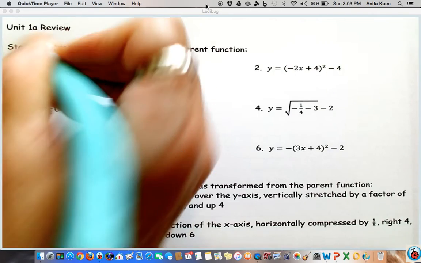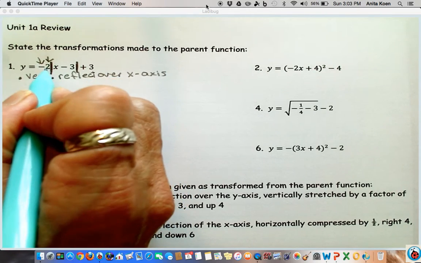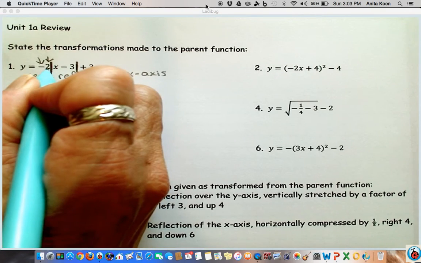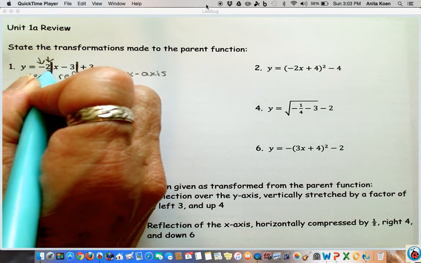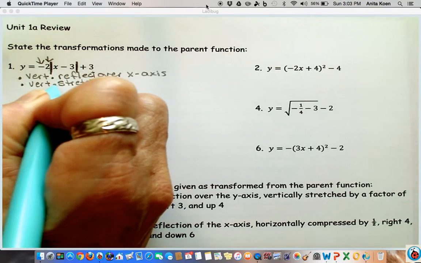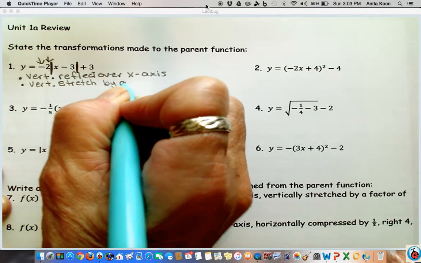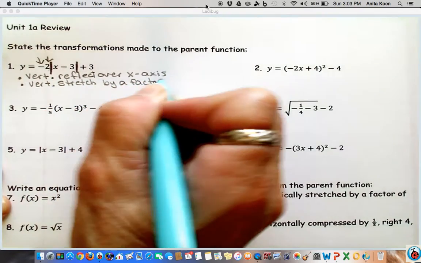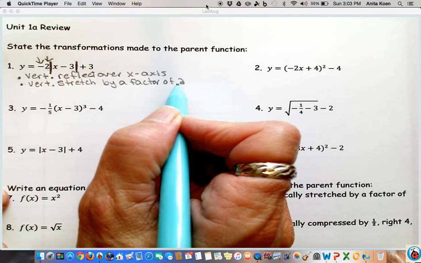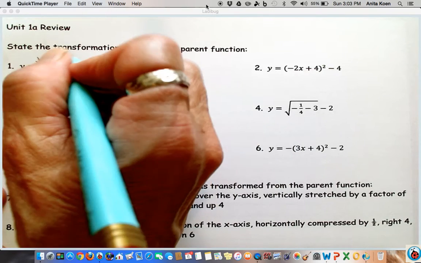The 2, the operation here is multiplication. It's outside, so it's a vertical stretch or compression. It's multiplication of a number bigger than 1. So this is a vertical stretch. It's by a factor of 2. Because when it's on the outside, you do not take the reciprocal, it's just the same number.